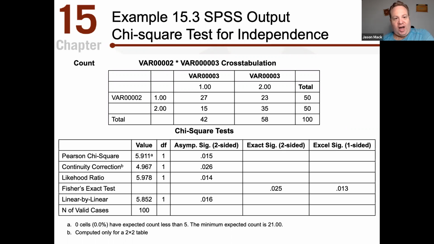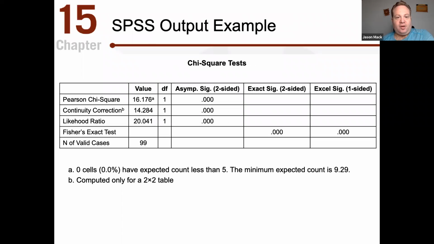This is what the SPSS output looks like for the chi-square test for independence in example 15.3. So your chi squared, your continuity correction, your likelihood ratio, number of valid cases, and here's our variance and cross tabulation up here. Again, this is another example of SPSS output. This example is listed on page 564. A, 0 have expected count less than 5. The minimum expected count is 9.29. B, computed only for a 2x2 table.